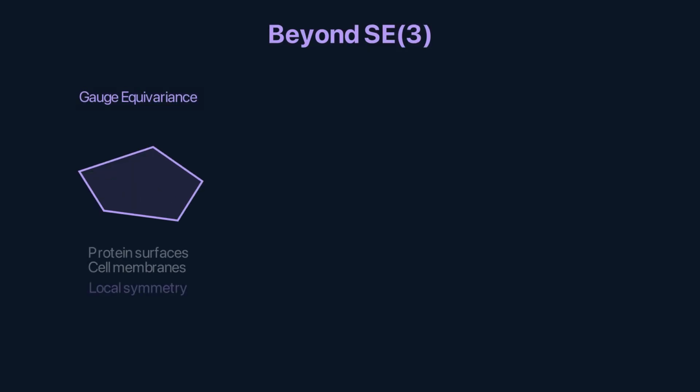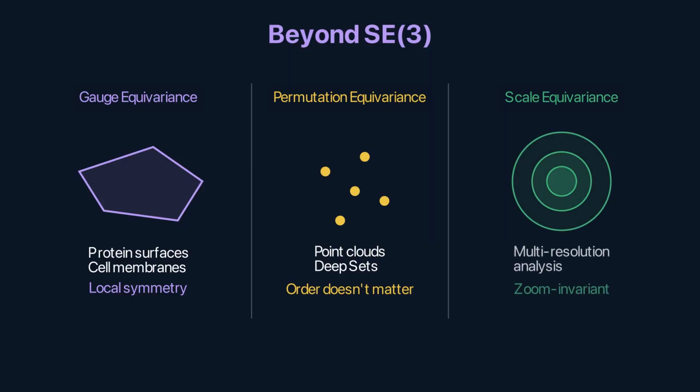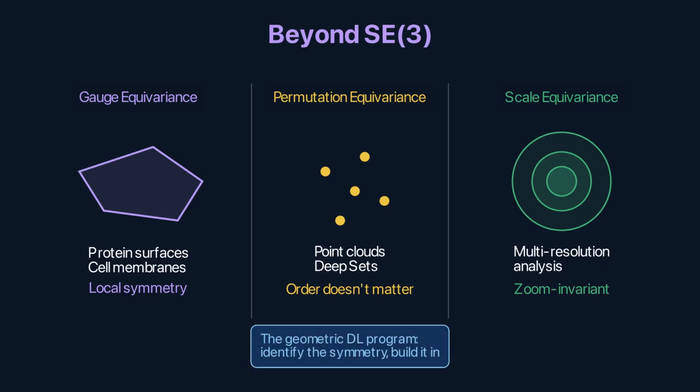The geometric deep learning program extends beyond SE3. Gauge equivariance handles symmetries on curved surfaces, useful for protein surfaces and cell membranes where the symmetry is local, not global. Permutation equivariance ensures that reordering atoms in a set doesn't change the prediction. Deep sets and set transformers. Scale equivariance handles multi-resolution data, the same structure analyzed at different zoom levels.